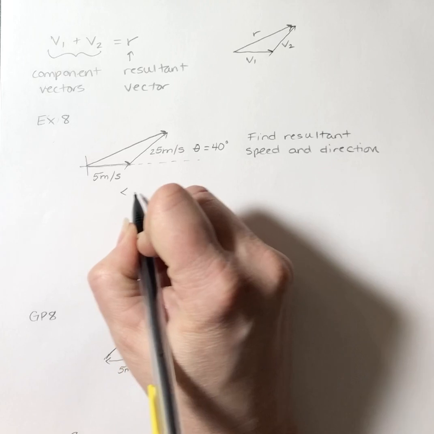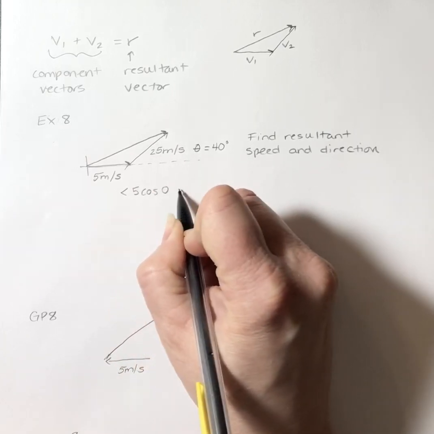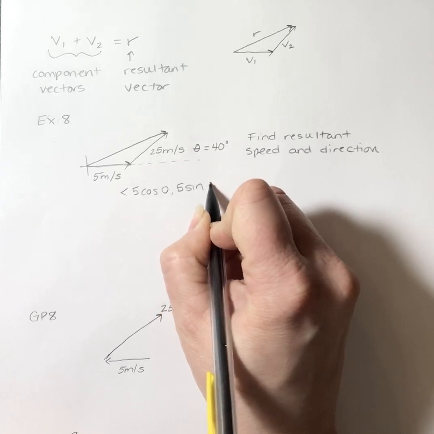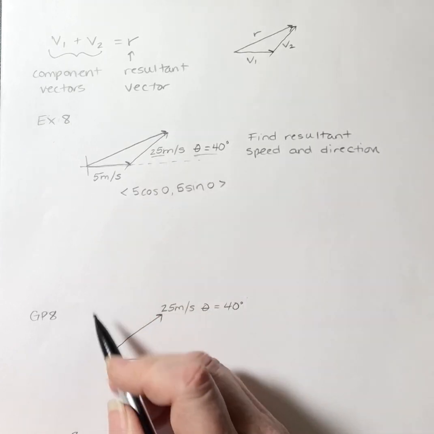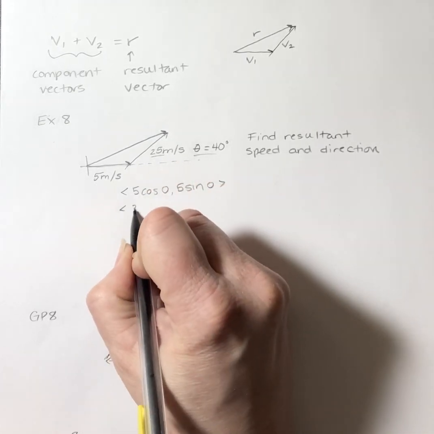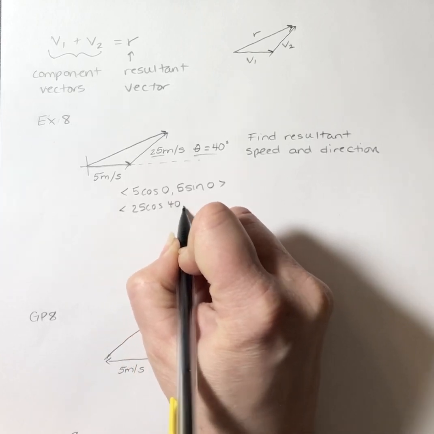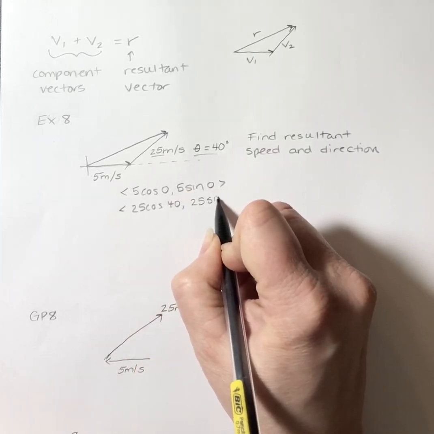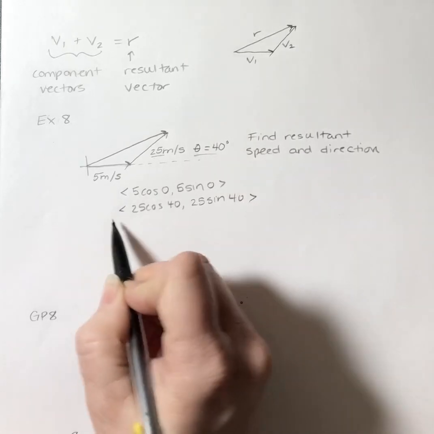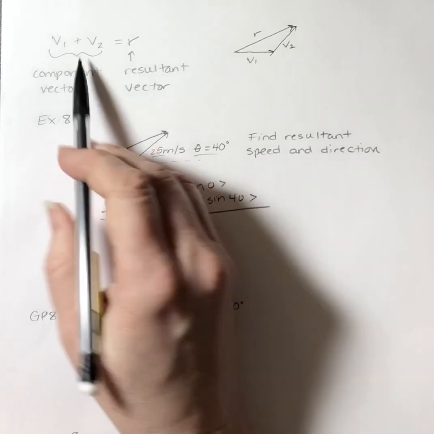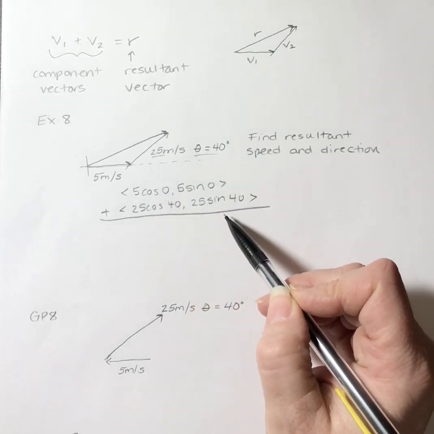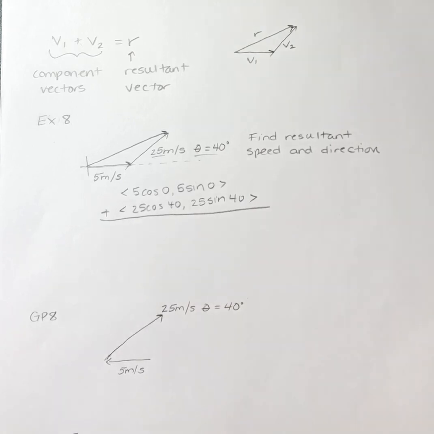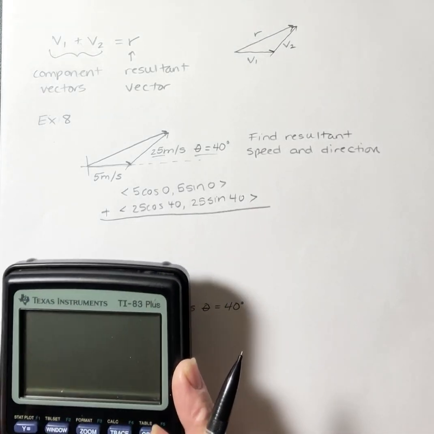So I have 5 cosine of 0, and then 5 sine of 0. They gave me my magnitude and direction, so this vector is 25 cosine of 40 and 25 sine of 40. To find my resultant vector, I literally just add them. Now, this is where you're going to want to utilize your calculator. These are not going to be nice numbers, and you don't want to round until you get done, okay?